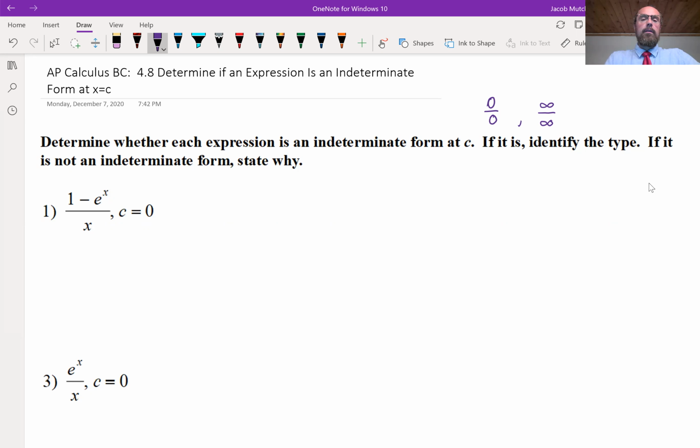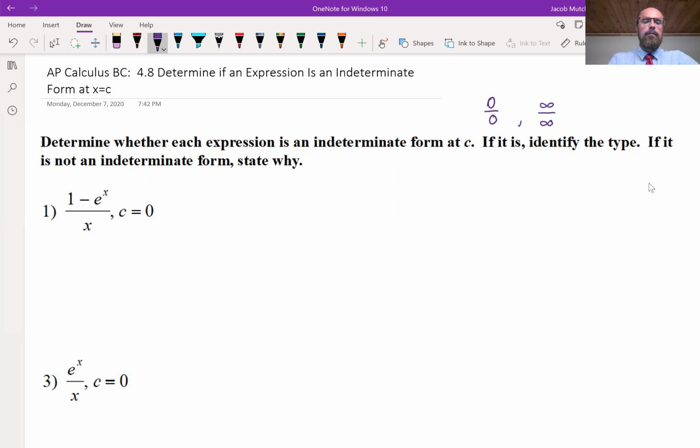Now, the reason we look for those forms is because we can evaluate those type limits using a special rule called L'Hopital's rule. So if we can identify a certain expression as having that form, all of a sudden it's eligible for a very powerful strategy of limit taking. Well, let's take a look at our three examples and decide which of the three show one of these two forms. So my first expression is 1 minus e to the power of x over x.